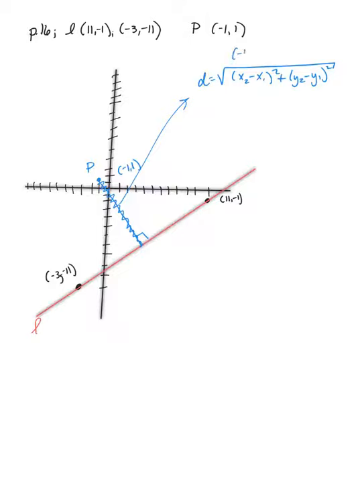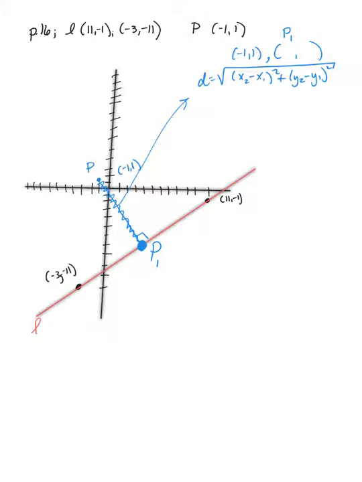One of my points is already point P. I've got to find this point right here. Okay, let me call it P sub 1. That's what we're looking for. And that's going to go right up here. That's the whole name of the game for us.